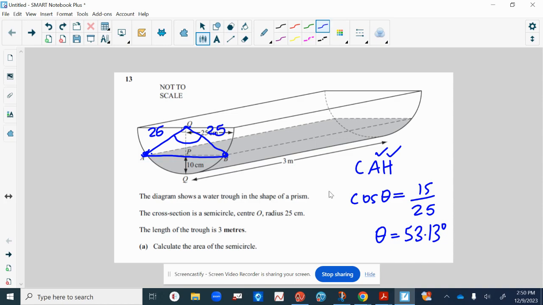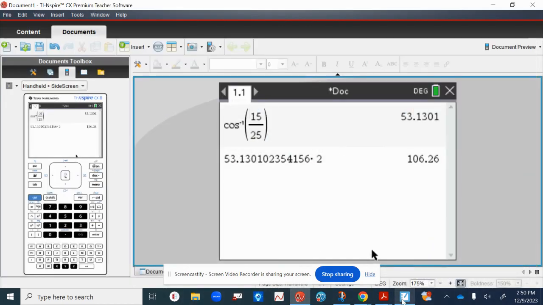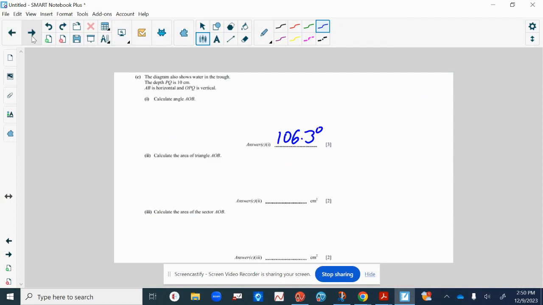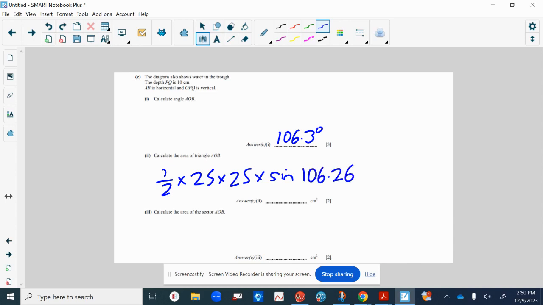So you don't even need to look at the formula if you get used to this, because it is simply a half times the two sides in which the angle is trapped. So 25 times 25 times sine of the angle in between them, which is 106.26, let's be a tiny bit more accurate. Often these questions, once you've established an answer in a part, they're quite happy for you to use that 106.3 answer in the remainder of your questions for a separate part. But anyway, let's try and be accurate.